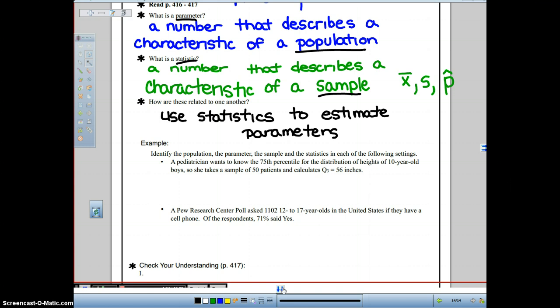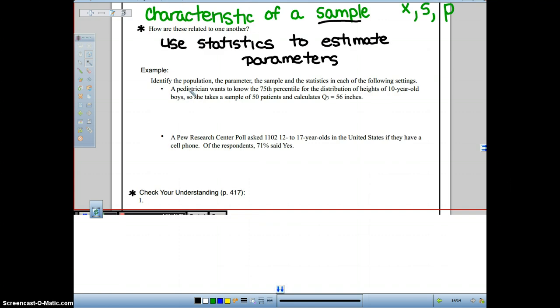So let's look at these two examples right here. One, we need to identify the population, parameter, sample, and statistic. This pediatrician wants to know the 75th percentile for the distribution of heights of 10-year-old boys. So she takes a sample of 50 patients and calculates the third quartile to be 56 inches. Our population is the group of people that she's interested in knowing something about. So that would be all 10-year-old boys. It does not specify that they're in the U.S. or in a state. So we're assuming that she's interested in all 10-year-old boys.